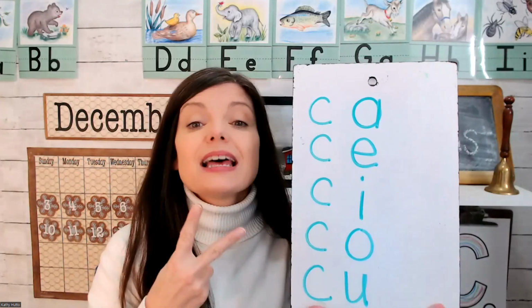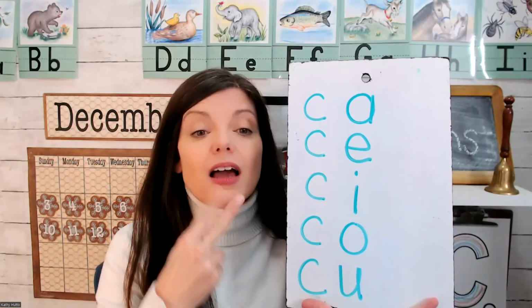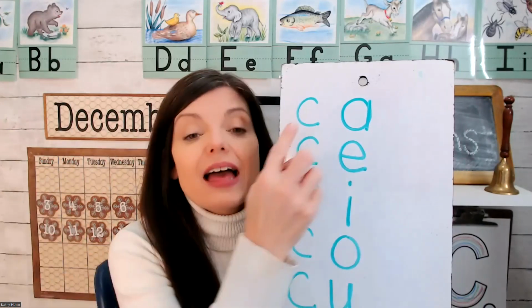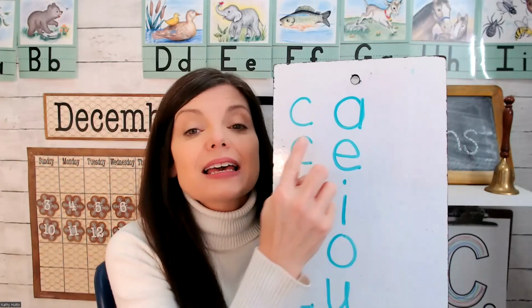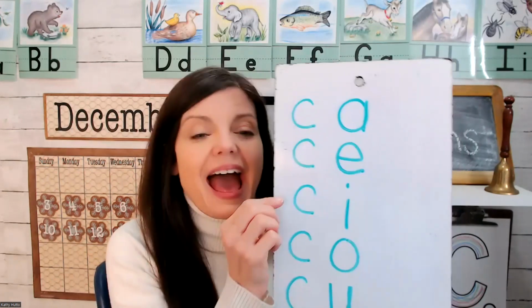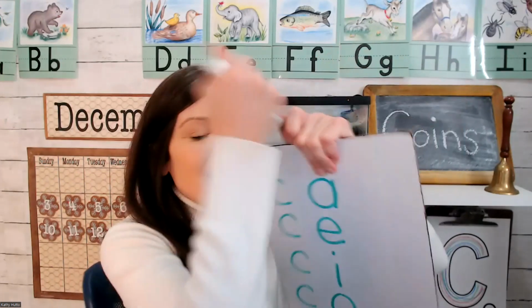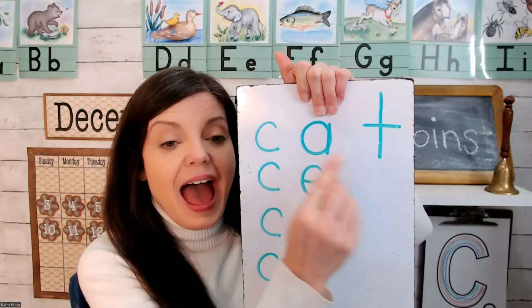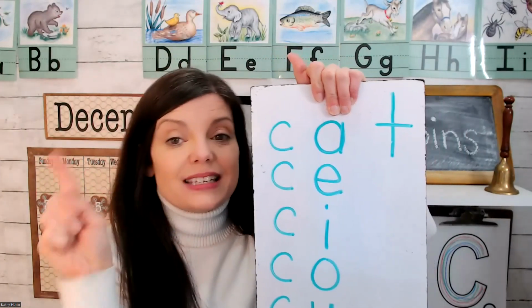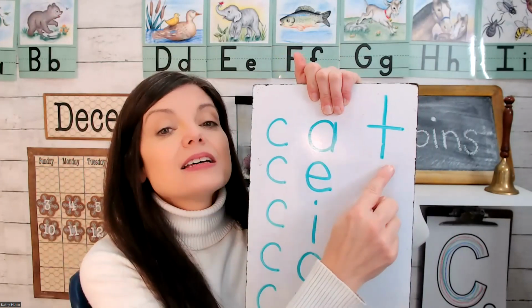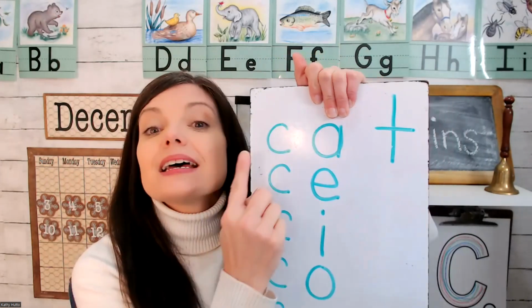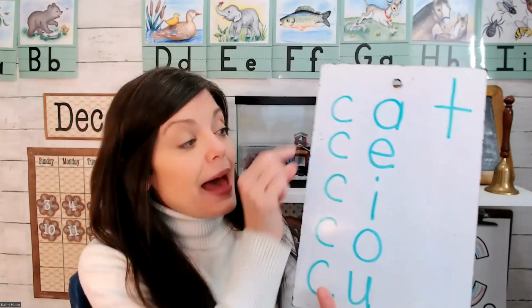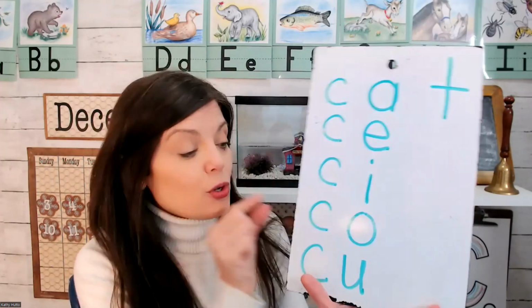Okay, so letter C says k, and letter A says a, ka, ka. Let's put a letter T at the end. Let's try to read a real word today. Cat, and I know T says t. Cat. What's that word? Cat. Good job. I'm going to come back to these two. They're a little different, but we'll do those at the end.